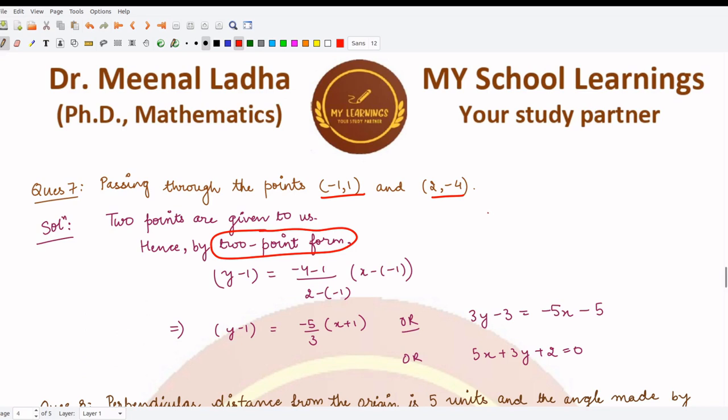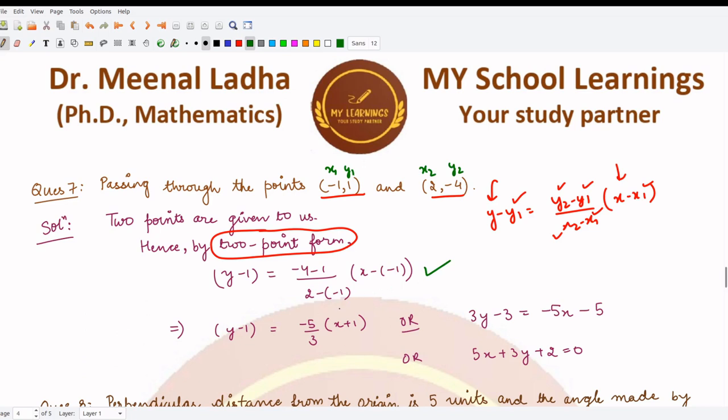It is y minus y1 is equal to (y2 minus y1) upon (x2 minus x1) into (x minus x1), where this y and this x are variables, whereas (x1, y1) is the first point, and (x2, y2) is the second point. Fine. Substituting all the values here, you have x1 as -1, y1 as 1, x2 as 2, y2 as -4. Substituting all the values in this formula, you have your equation like this.